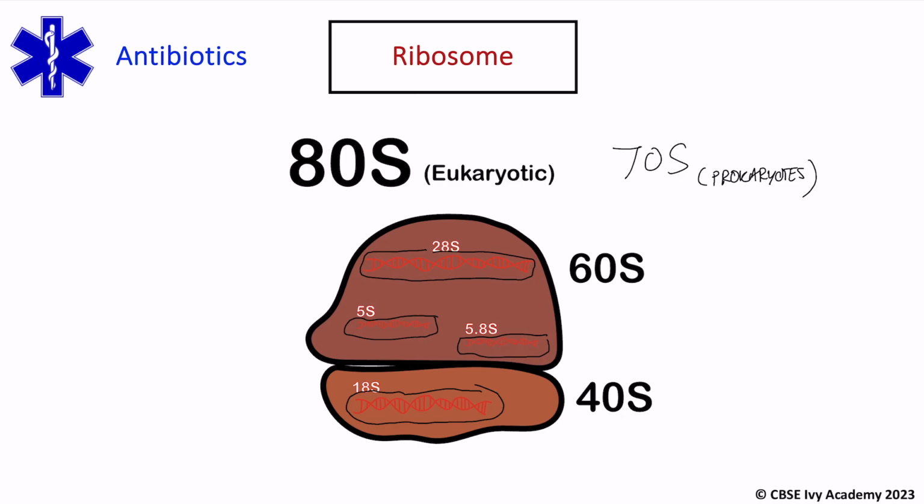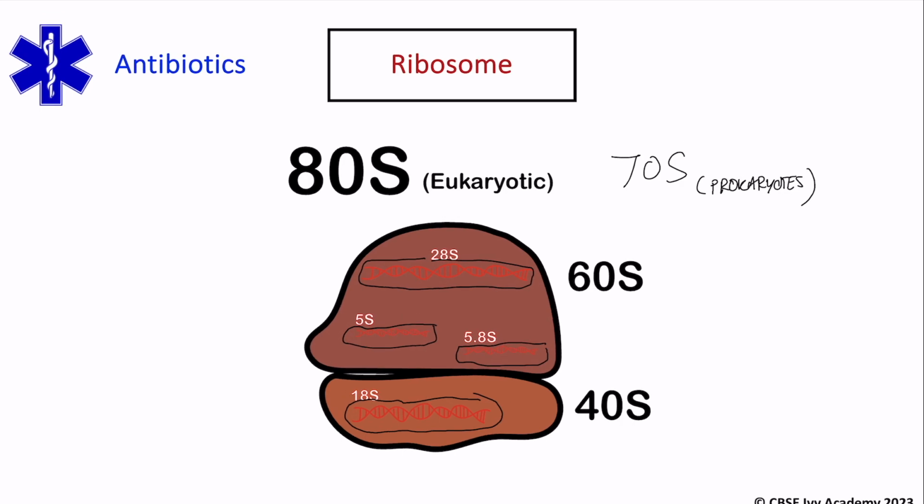Keep in mind that the small and large subunits are assembled together in the nucleolus, and that if a cell produces a lot of protein, you'll expect it to have a lot of ribosomes. Now, ribosomes can come in 2 flavors. They can be either bound or they can be free.